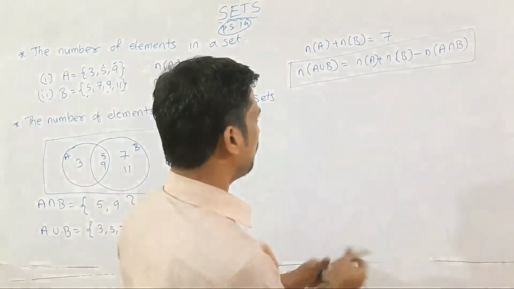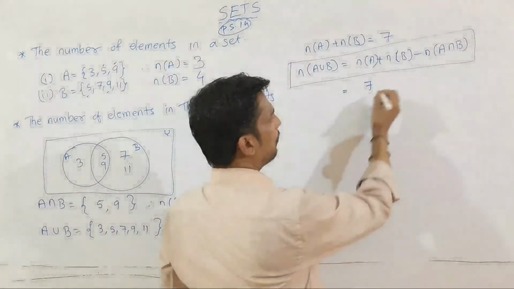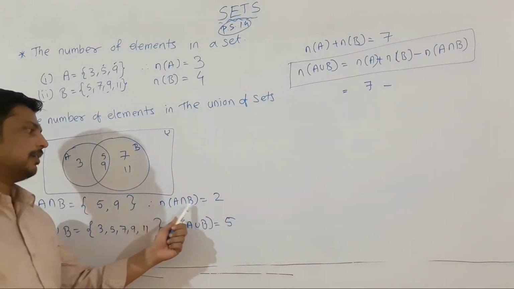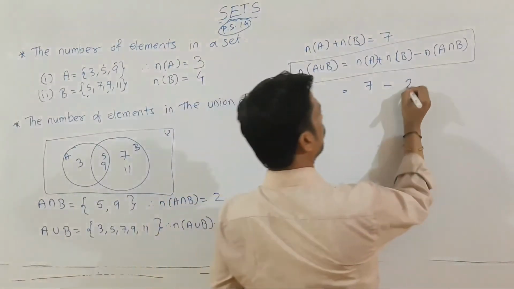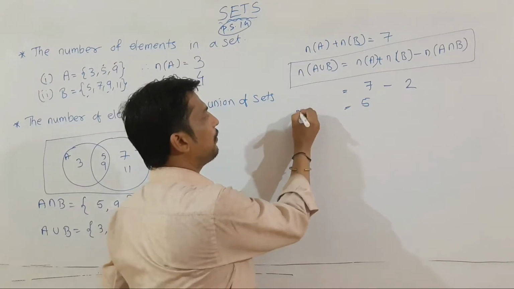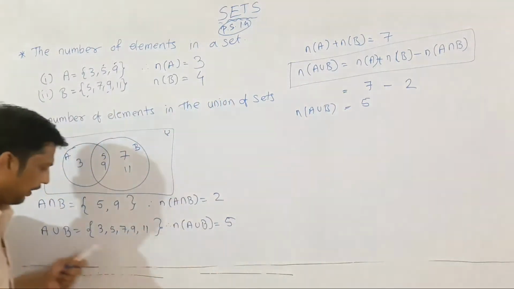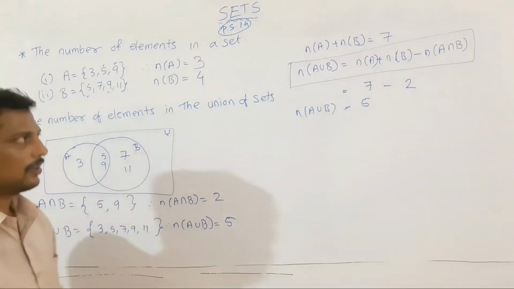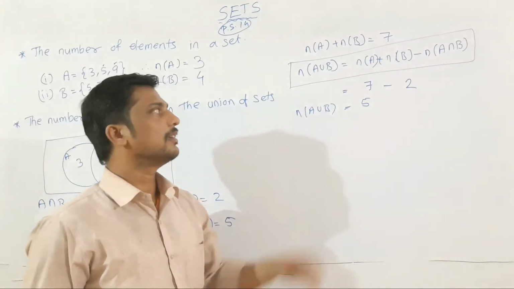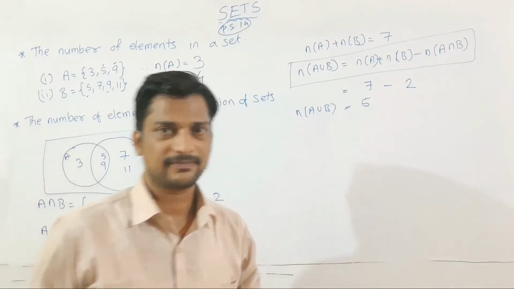Now see, here n(A) plus n(B) is 7. Minus the number of elements in the intersection of A and B, that is 2. So 7 minus 2 is nothing but 5. Yes, n(A union B) is equal to 5. This is what we have got over here, isn't it? So this is an important formula. Kindly note it down. We will be using this formula in the coming practice set. Fine. Thank you.